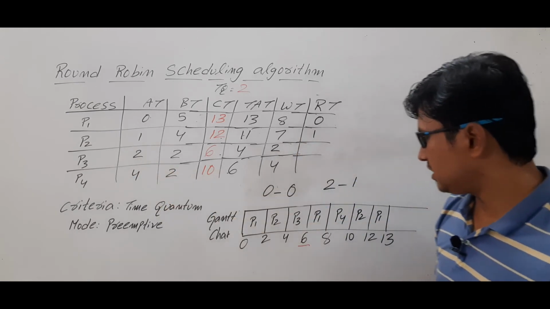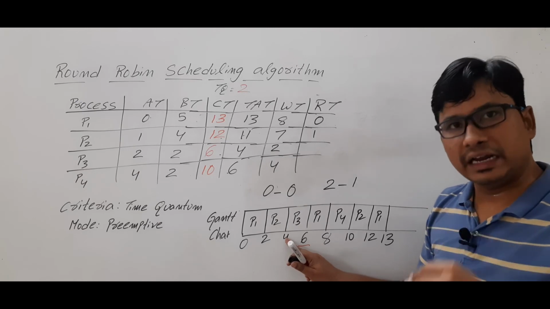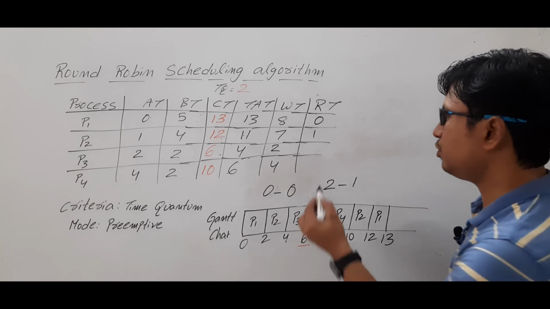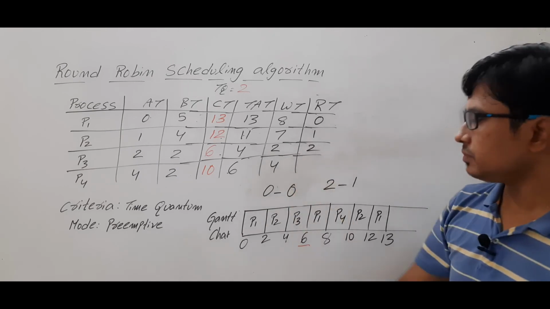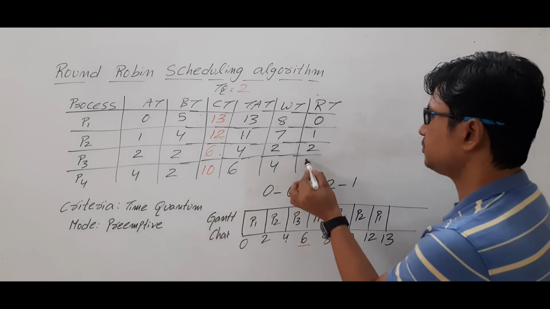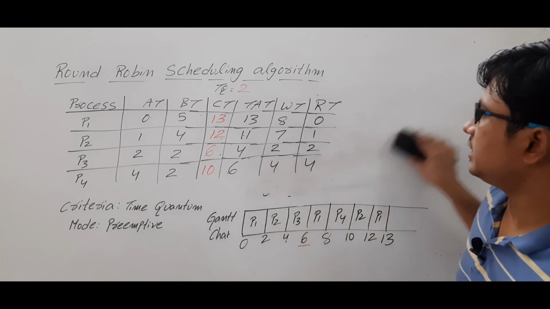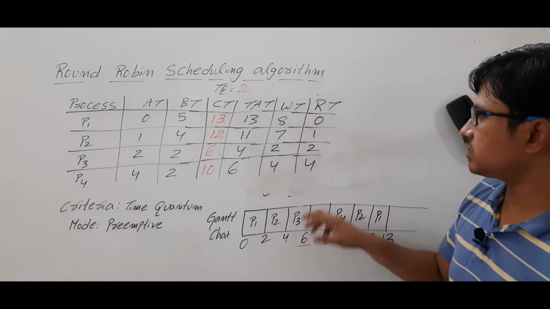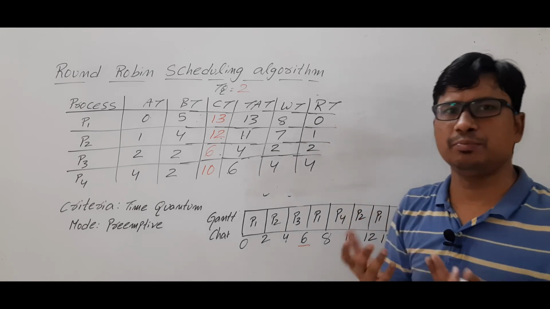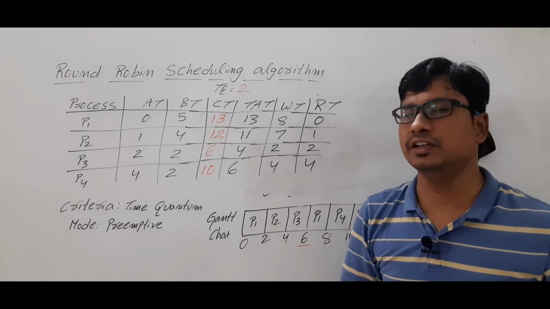Similarly, process P3, at 4 units of time it entered the running state for the first time and its arrival time is 2. So 4 minus 2 is 2. Process P4, 8 minus 4 is 4. Is it clear? Are you able to understand it or not? If you look at the waiting time and response time, for P1 and P2 they are different, but for P3 and P4 they are the same. But overall it is not the same. I hope it is clear for you.